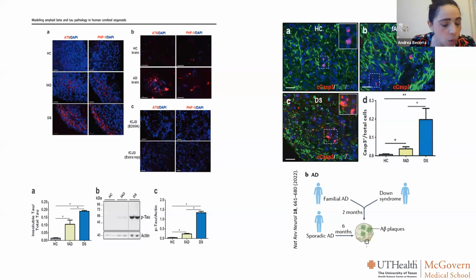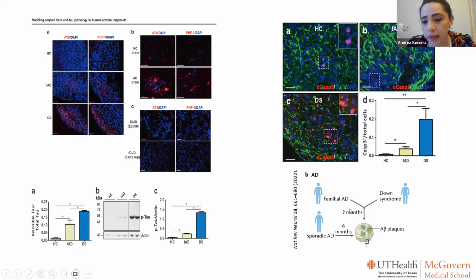Also, as a control, we used reprogrammed cells from a patient with Creutzfeldt-Jakob disease, which is a disease related mostly with prions, which does not produce beta amyloid and tangles, so we didn't see phosphorylation of tau. And finally, we analyzed the levels of cleaved caspase-3. Caspase-3 is a protein related with apoptosis. So we saw that in FAD organoids and Down syndrome, the levels of activated caspase-3 increased compared with healthy controls.